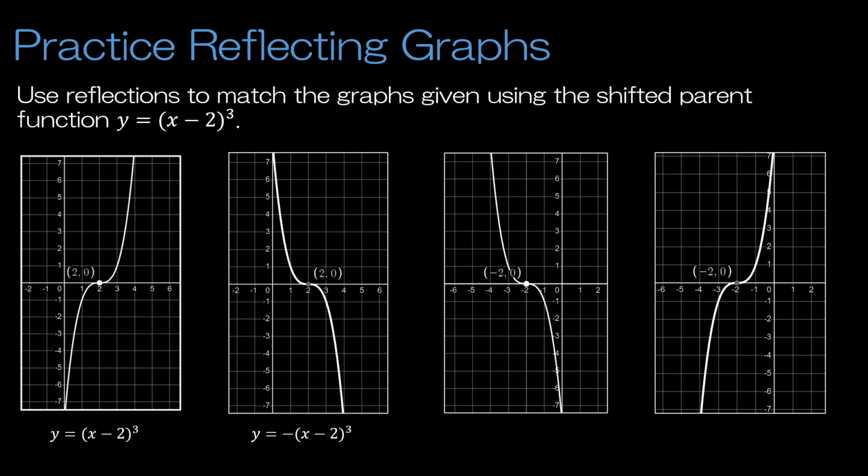Whereas comparing the original function to this function, I can see that the point (2, 0) has now flipped across the y-axis to be at (-2, 0). So this is clearly a reflection across the y-axis, and remember that means we're going to negate the x value. So the negative is going to go here.